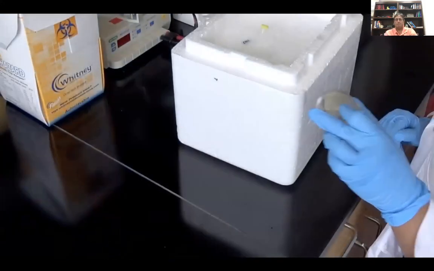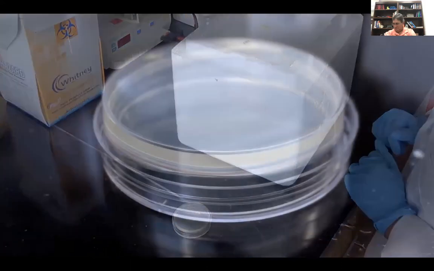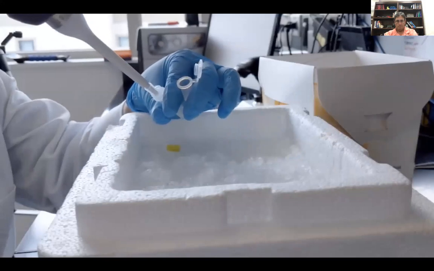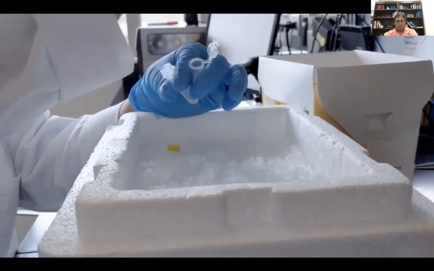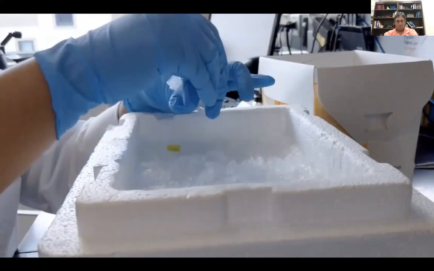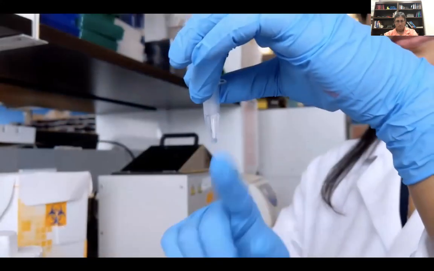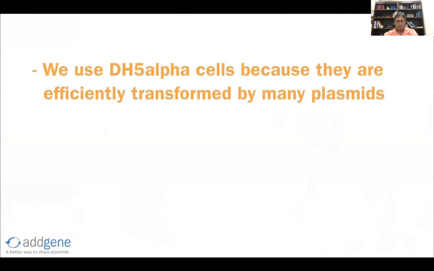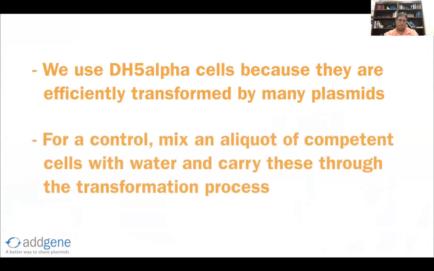As the competent cells thaw, place the appropriate LB agar plates on your bench. These plates should contain the antibiotic that your plasmid of interest will provide resistance to. The plates will reach room temperature by the time we're ready to spread our transformed cells. Next, add the plasmid DNA to the competent cells. Add between 10 picograms to 100 nanograms of plasmid DNA to your cells. Mix the cells and DNA by gently flicking the tube with your finger. We use DH5 alpha cells for most of our transformations because they are efficiently transformed by many plasmids. As a control, you should also mix a separate aliquot of competent cells with water and carry these through the rest of the transformation process.